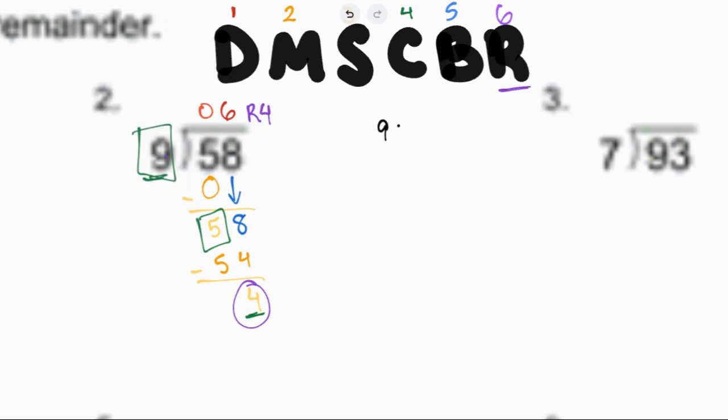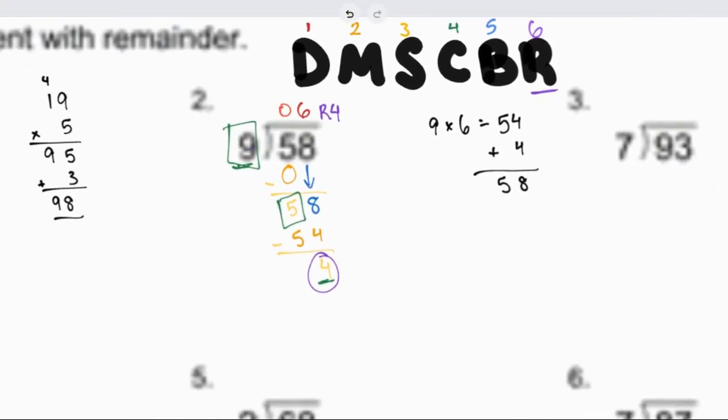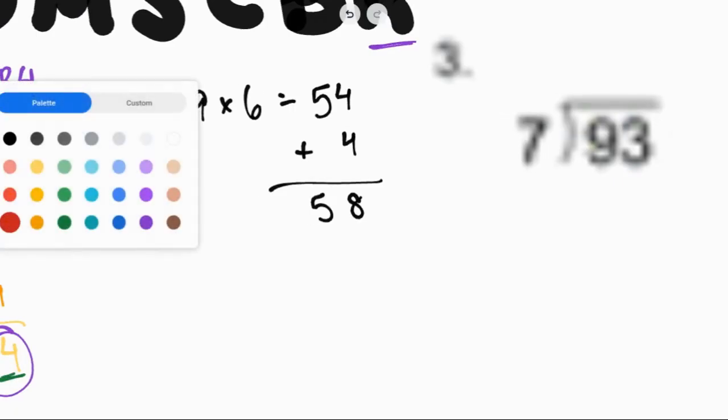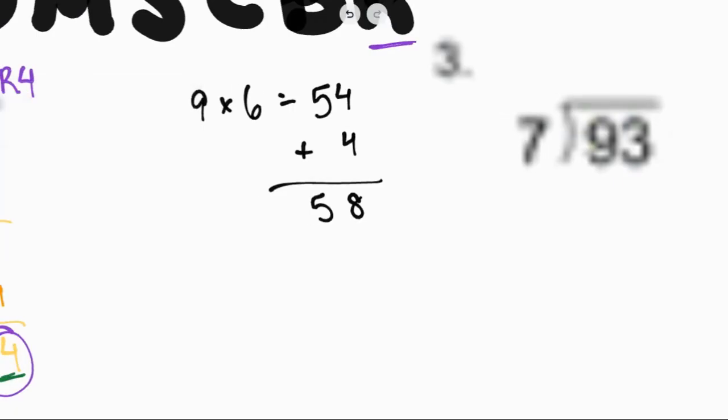We're going to check our answer on the side. 9 times 6, you should have your multiplication memorized, is 54. 54 plus our remainder is 58. And that is what our dividend is. That's what our number inside the house is. And we're going to focus on the same thing for the next problem.